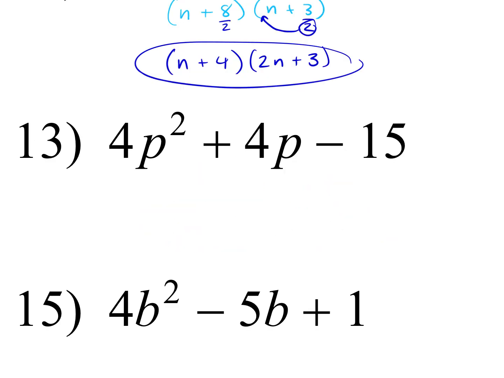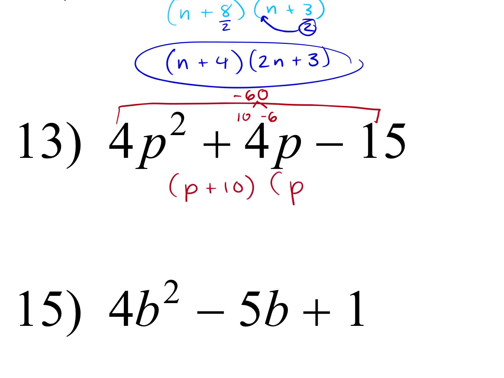What should we do first for 13? Multiply the first times the last. We don't have a GCF, so we multiply the first times the last first. We get negative 60. What are two factors of negative 60 that add to 4? 10 and negative 6. Good job. So p plus 10 and p minus 6. What do I have to do next?